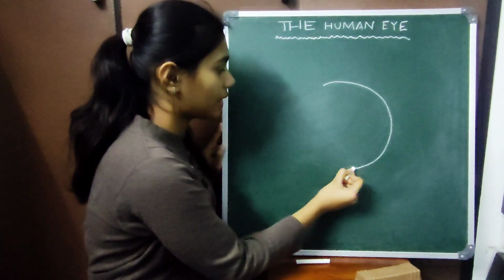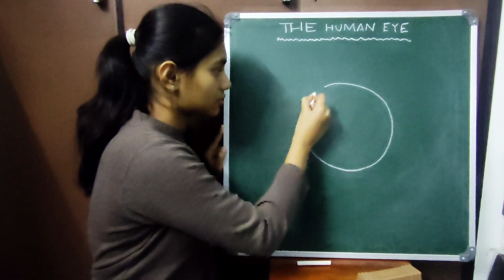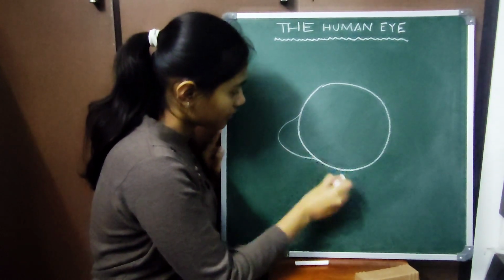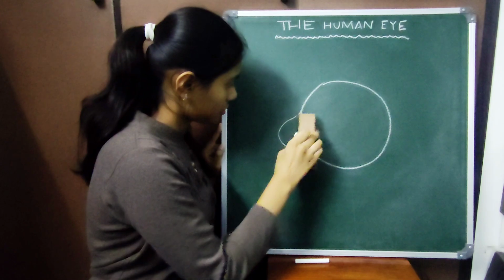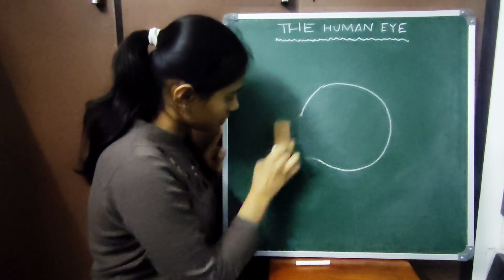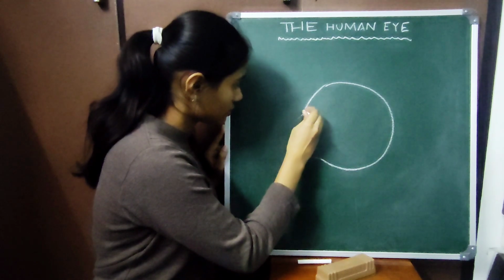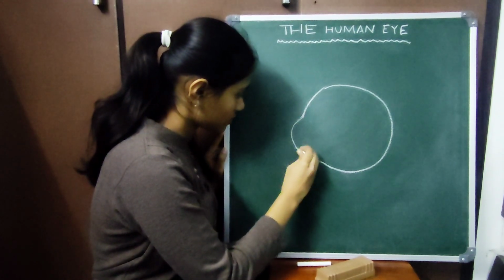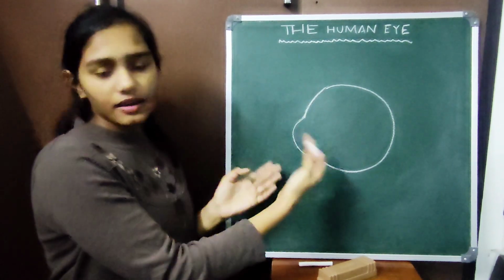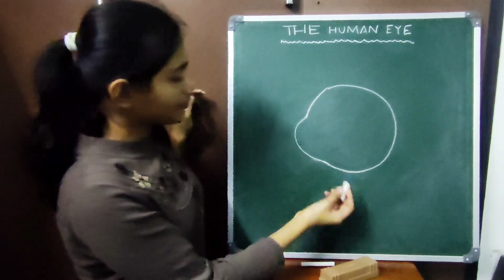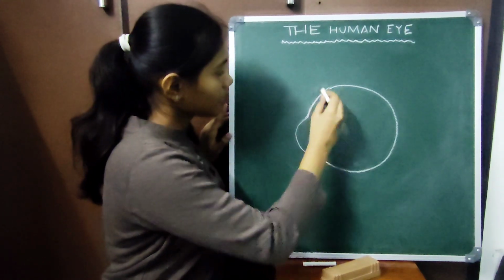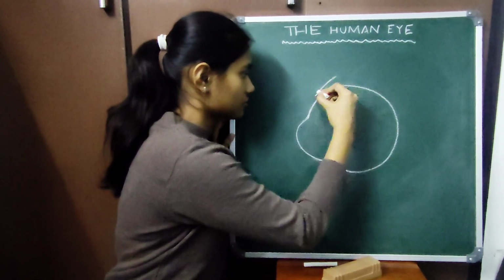So we all know our eye is a sphere that bulges out from the front. This is a very rough diagram, as you can see, of an eye. So our eye bulges out from the front. Then I'll just draw.